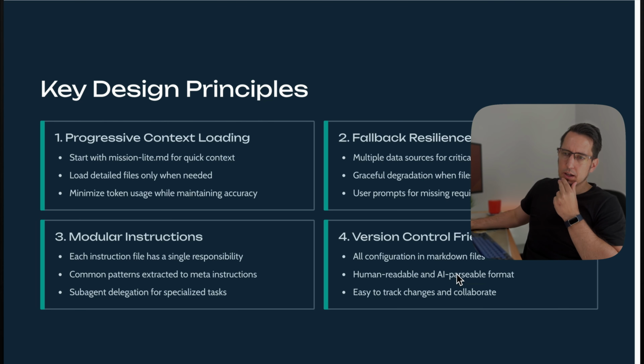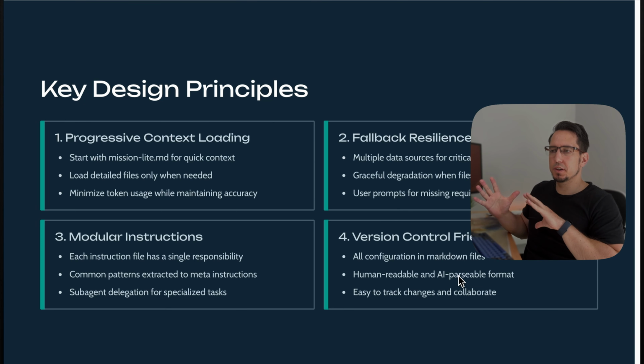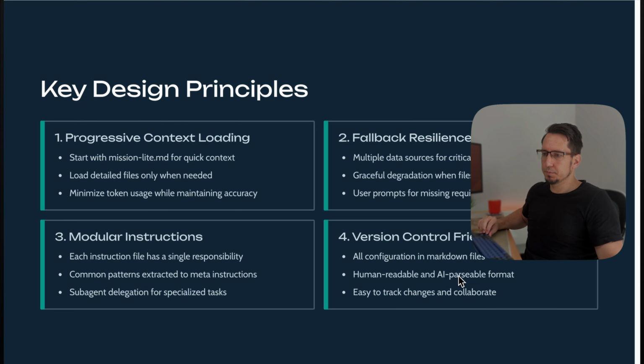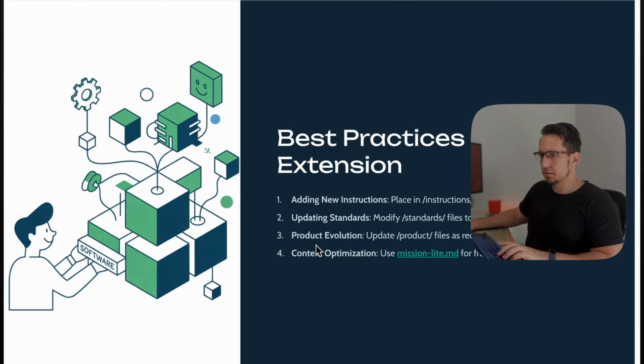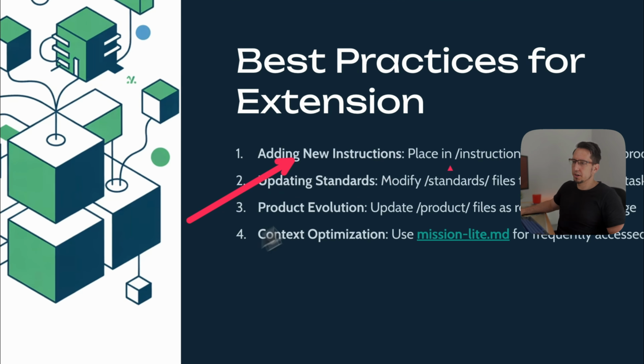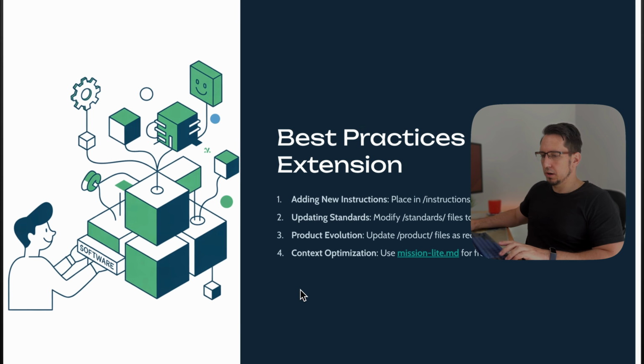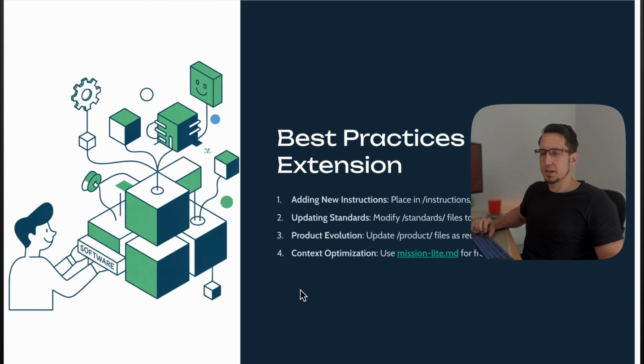So again, what's great about this design is progressive context loading. It has some fallback mechanisms. It's all modular instructions, and you can use it in Git, so it's version-control friendly. Again, best practices when working with AgentOS: add additional instructions in the core folder, update standards, and always review the documentation that it makes.